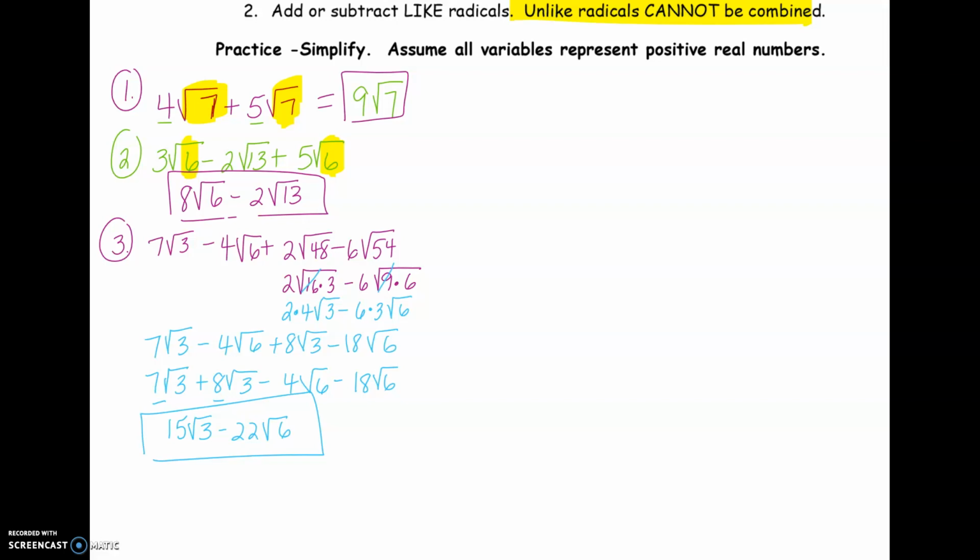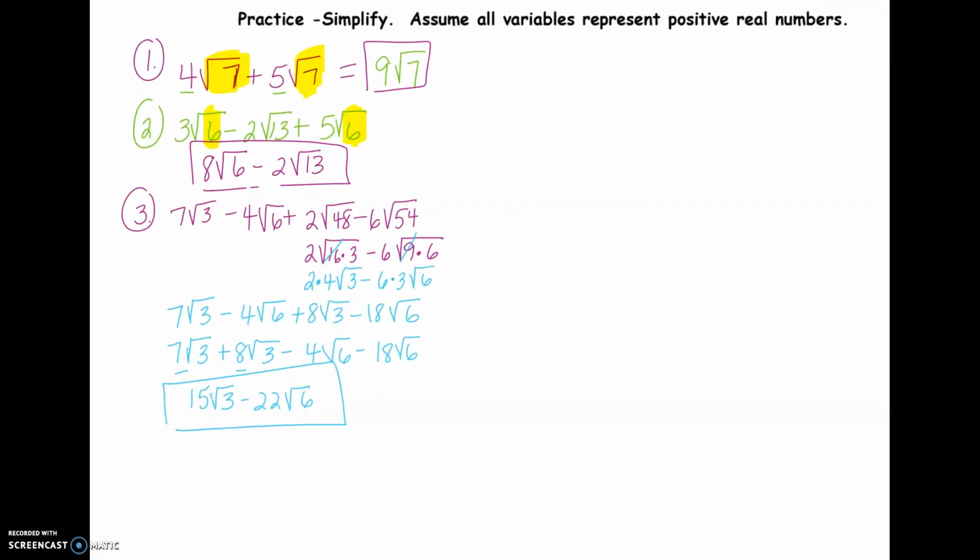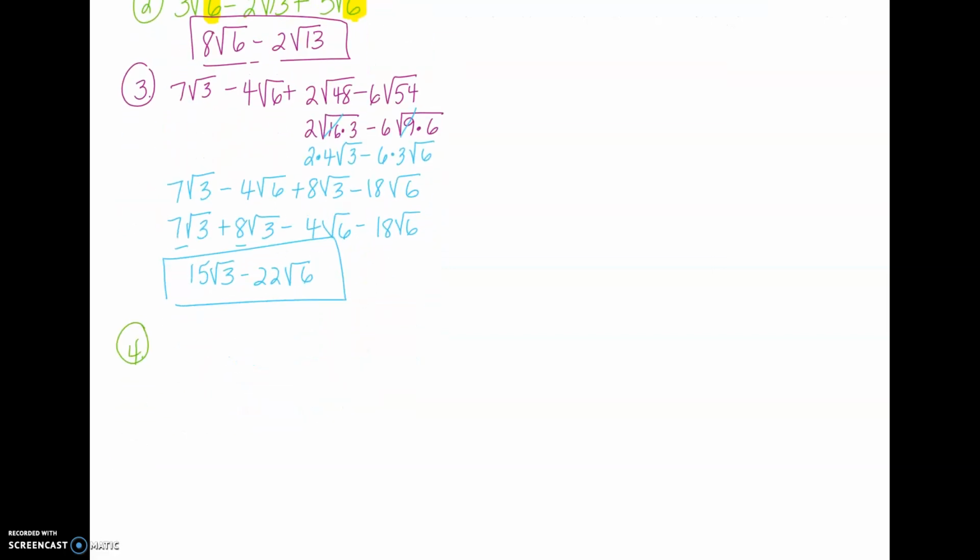Okay, let's do one more together. And then you'll try 3 on your own and just check them with the answers that I give you. Let's see. 4 times the square root of 112 plus 5 times the square root of 56 minus 9 times the square root of 126.